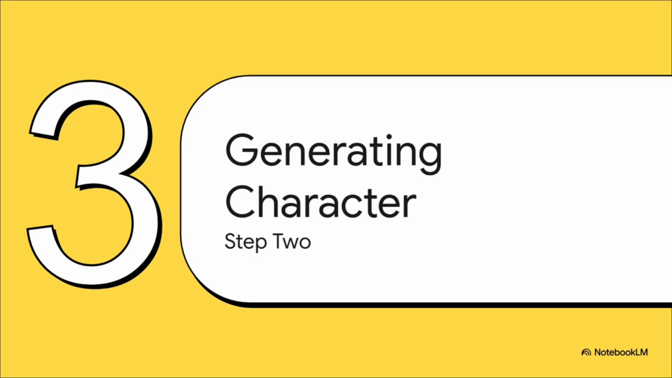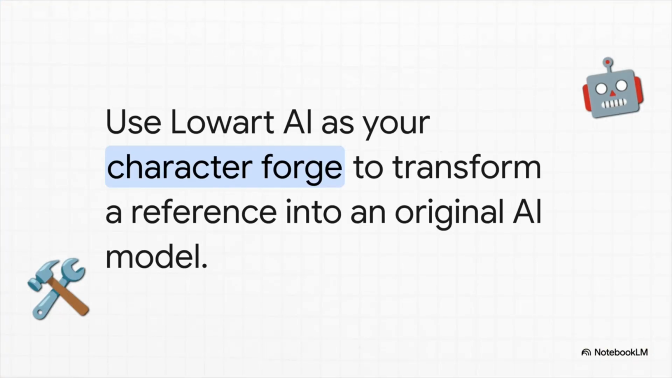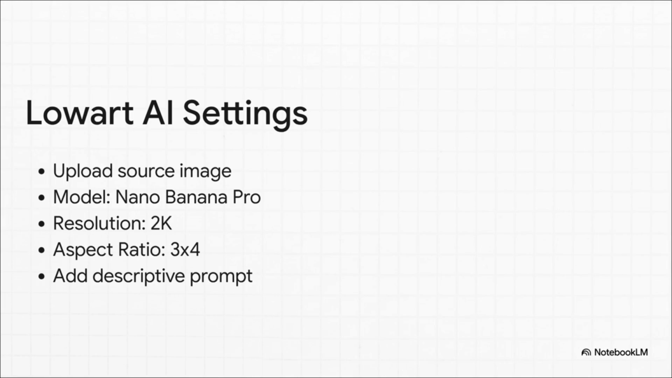Moving to part 3, step 2, generating the character. Now we take that raw inspiration we just pulled and forge it into our very own fully controllable digital character. To pull this off, we're heading over to LoArt AI. Think of this as your character forge. We're going to jump straight into their image generator to do the heavy lifting of turning that reference photo into a completely brand new AI model. And hey, if you're wondering how this whole pipeline stays free, LoArt AI actually gives you 30 free credits every single day. That's honestly plenty of fuel to power our creation engine and test out a few different looks without ever hitting a paywall.